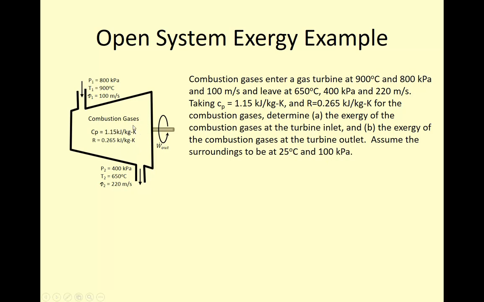And because combustion gases are a combination of several different gases, we are given a C sub P and an R for those, which is similar to the C sub P and the R for air, but slightly different because it has other chemical components to it. So it's slightly decreased.